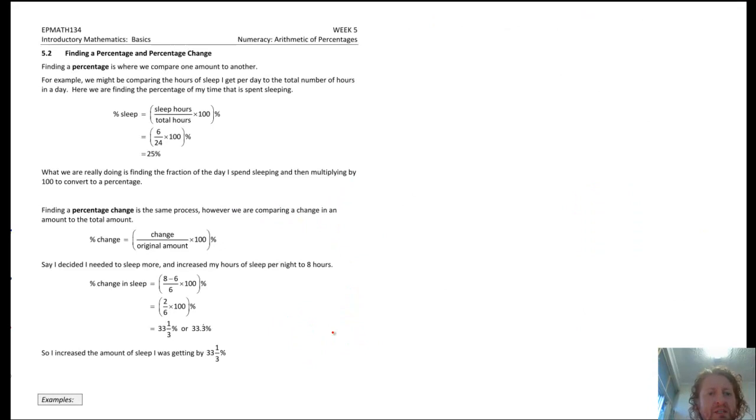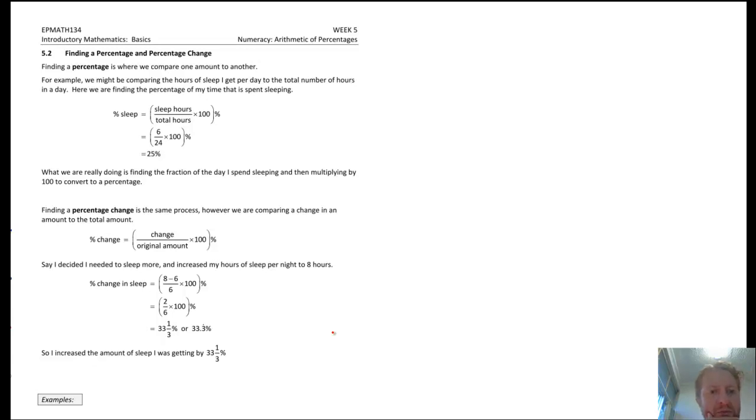Finding a percentage and percentage change. So this is pretty practical stuff. We get told about certain percentages and percentage changes, like I've got this percentage off in a sale, I made this percent in a deal I made on eBay, percentage change, my bill went up 10%, all these sorts of things.